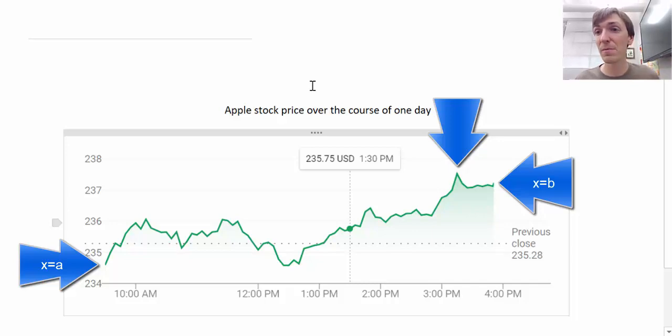It's like the maximum price for that stock, right? If you had to sell your stock this day, this is the time of day in which you would want to sell that stock, right? So that you could get the maximum value for it. All right, so what about the minimum?